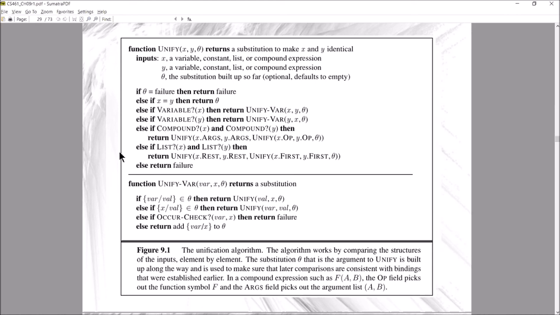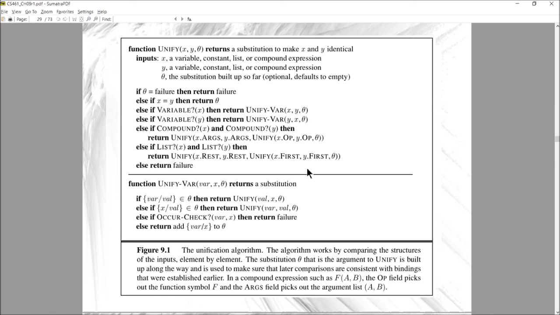If they're not both compound, if they're both lists, then you're going through and recursively calling yourself and continuing on. Where instead of passing just the structures themselves, since they're lists, you're passing as the first two arguments the rest of the list for the first structure, the rest of the list for the second structure, and then a recursive call to unify where you're passing the first element of the list for the first structure and the first element of the list for the second structure, along with the substitution as it's been built up so far. Now, if all of that fails, well, then there is no unification. Return failure, it's over, forget about it.